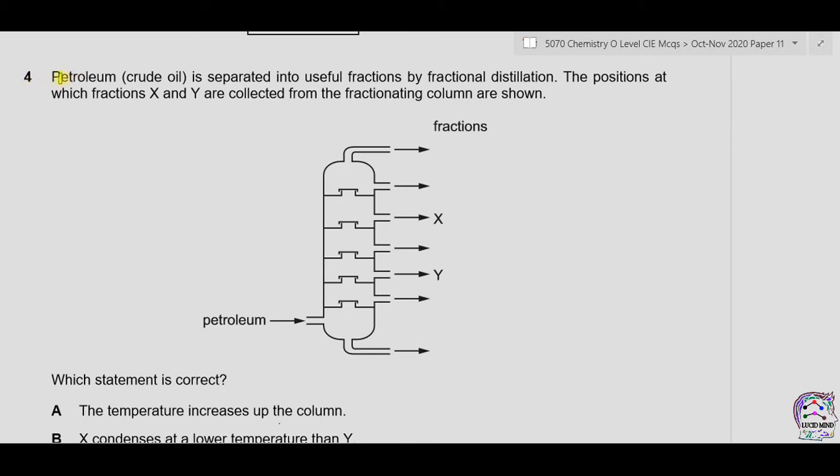Question number 4. Petroleum or crude oil is separated into useful fractions by fractional distillation. The positions at which fractions X and Y are collected from the fractionating column are shown. This is the position of X and this is Y. Which statement is correct?